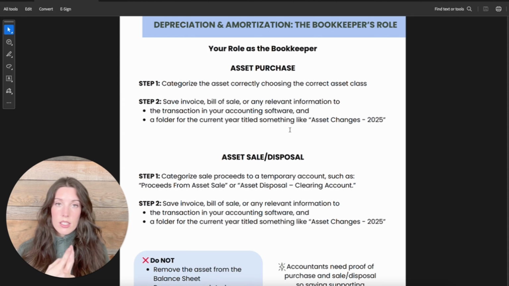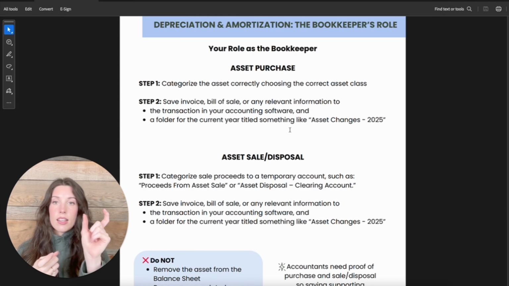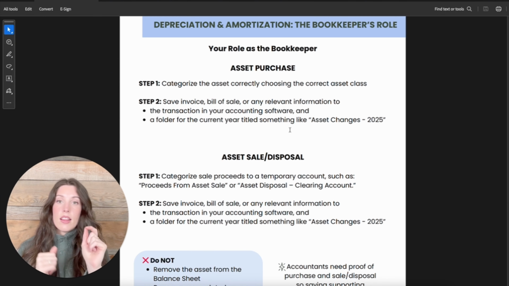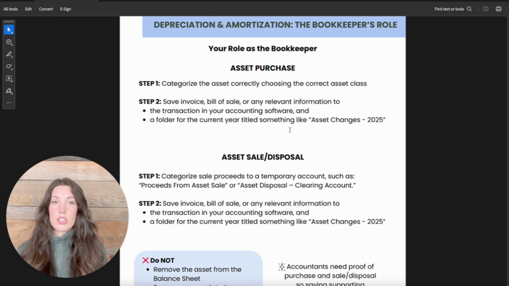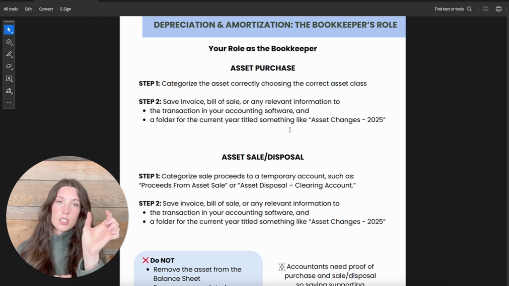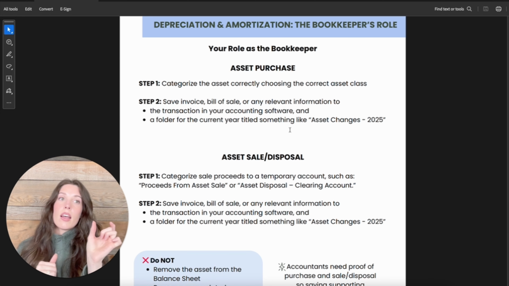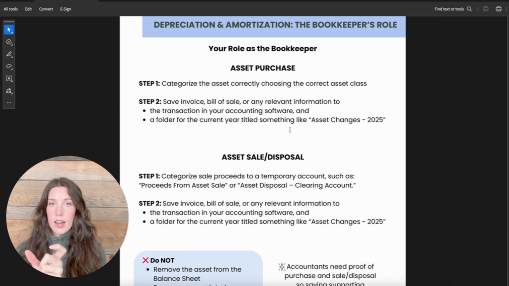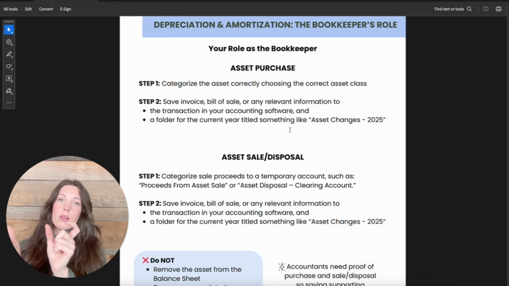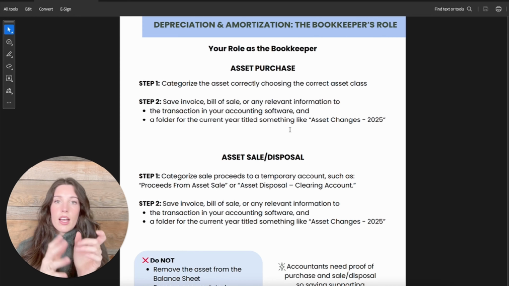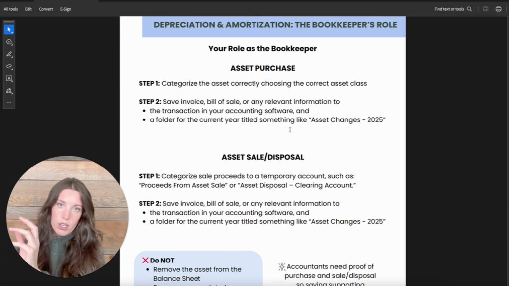So when an asset is purchased, you are going to categorize the asset to the correct asset class. And then you're going to save any invoice, bill of sale, any relevant information or documentation you have regarding the sale to the transaction. I like saving it to the actual transaction in QuickBooks, so it's really easy to find. And I also like saving it in a folder that I have. It'll be something like Asset Changes 2025, but essentially it'll be a folder that I will use all throughout the year so that when year end comes, I can just give the folder to the accountant. So I'm going to also save this asset purchase in that folder, and that's it.